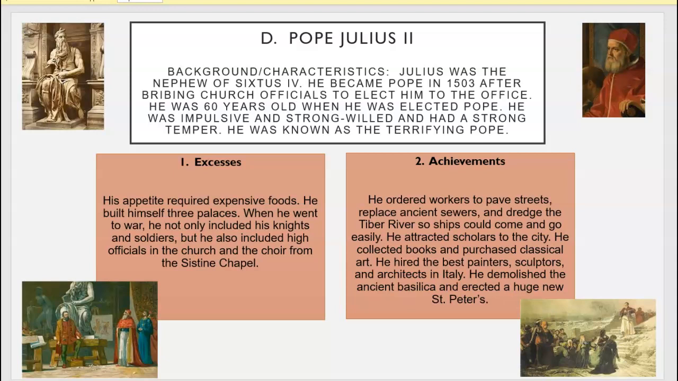Excesses. His appetite required expensive foods. He built himself 3 palaces. When he went to war, he included not only his knights and soldiers, but also high officials in the church and the choir from the Sistine Chapel.